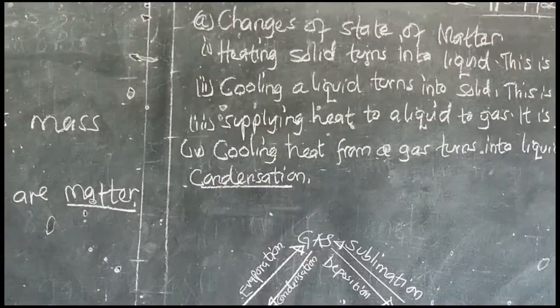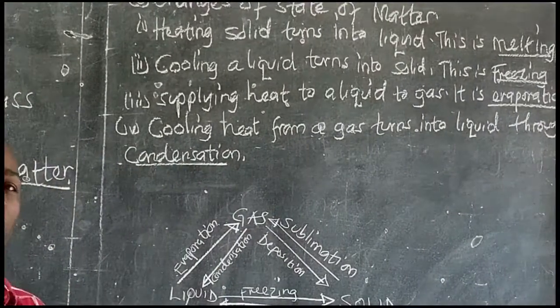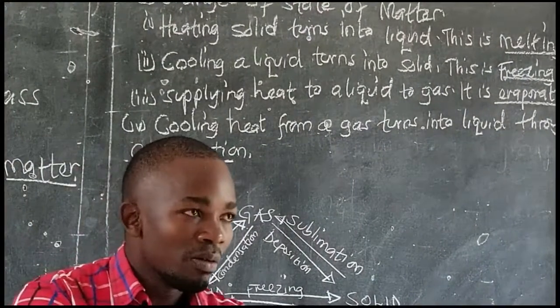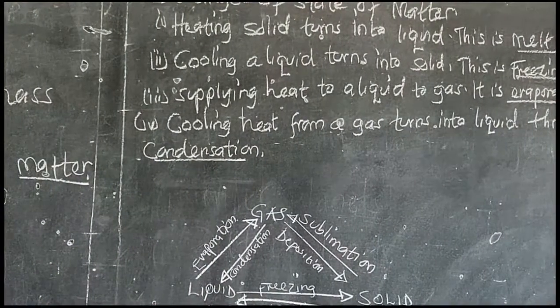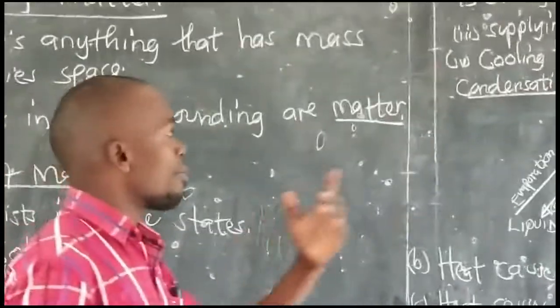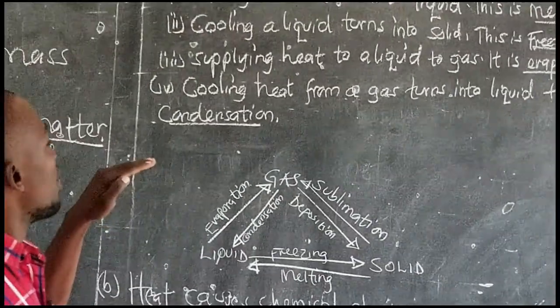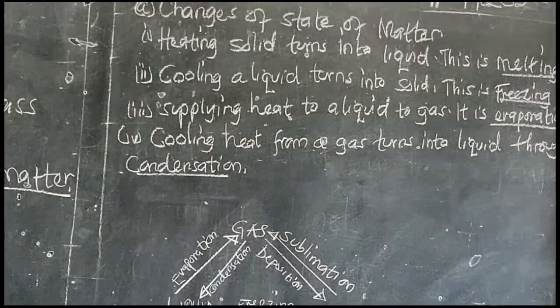Also, supplying heat to a liquid turns it to gas by evaporation. When you have a container of water and you boil it, water will evaporate through evaporation. Cooling a gas turns it to a liquid through condensation.